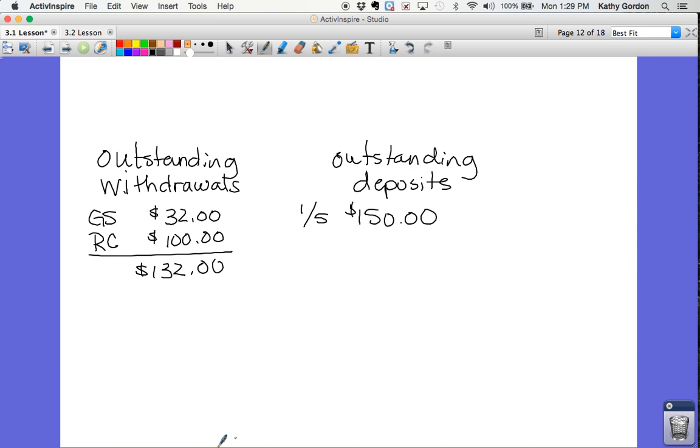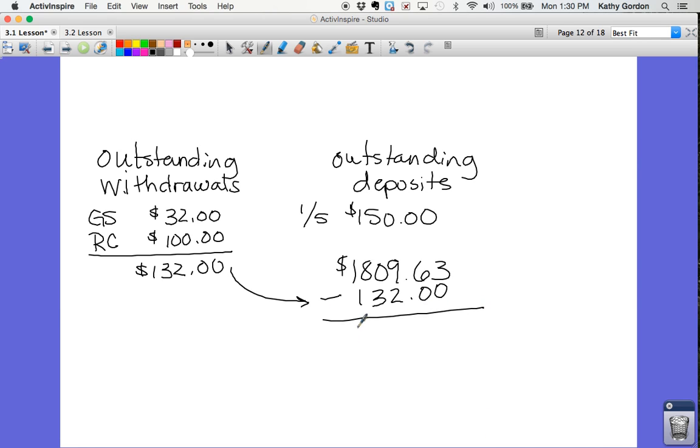All right, so here's what you do to reconcile them. Take the balance that your bank says, 1809.63. Okay? This is what the bank says. But the bank does not have these withdrawals yet. So I need to subtract those from what the bank thinks I've got. So there's 1677.63.